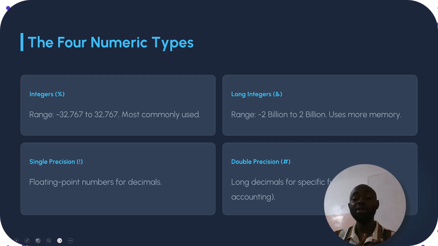Floating numbers, that is single precision numbers, are also decimal numbers. Single precision numbers are decimal numbers with fewer decimal places, that is 2 or 3. But for double precision, it means that we are doubling the number of decimal places. So that is the idea of the types of numeric data types. These are the 4 under the number data types: the integers, the long integers, single precision and double precision.